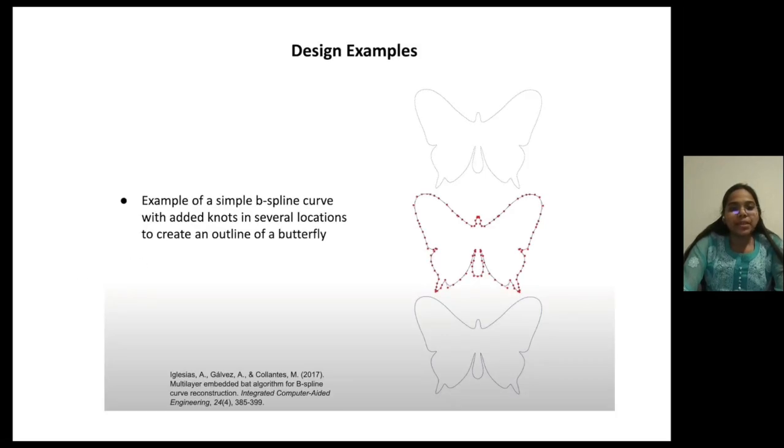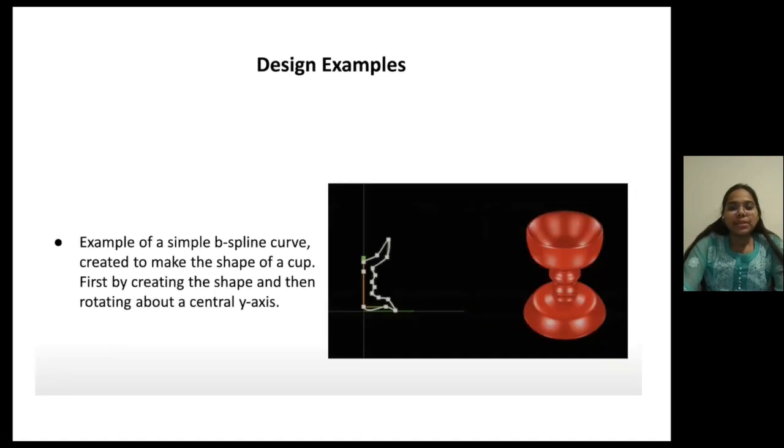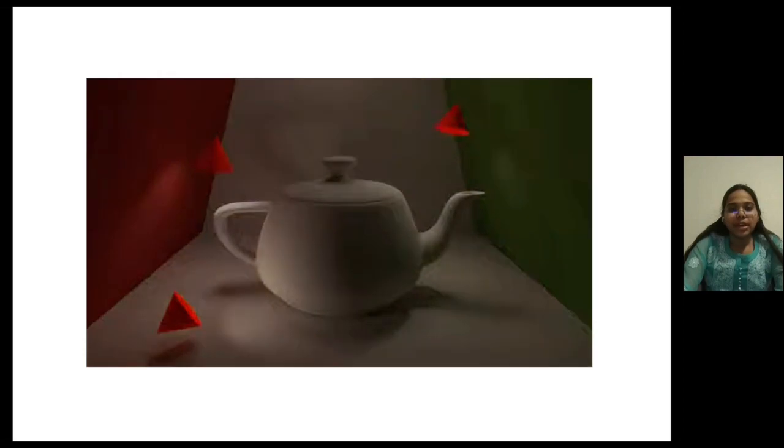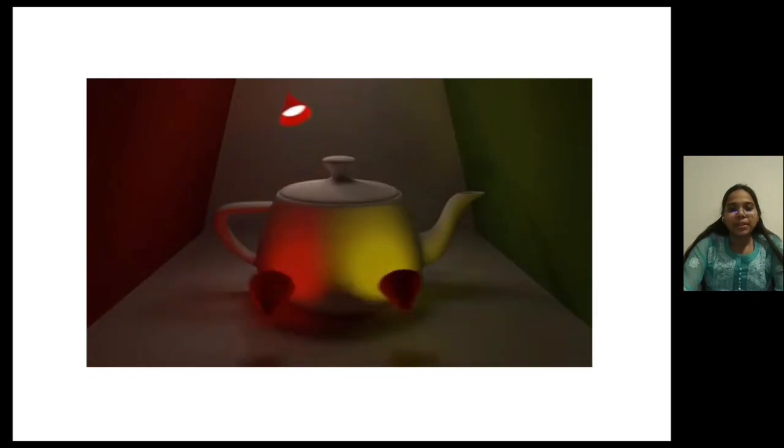Moving on to design examples. This is an example of a simple B-spline curve with knots added in several locations to create an outline of a butterfly. And this is the second example. This is an example of a simple B-spline curve created to make the shape of a cup, first by creating the profile and then by rotating it about the central y-axis. And here is a video representing it.